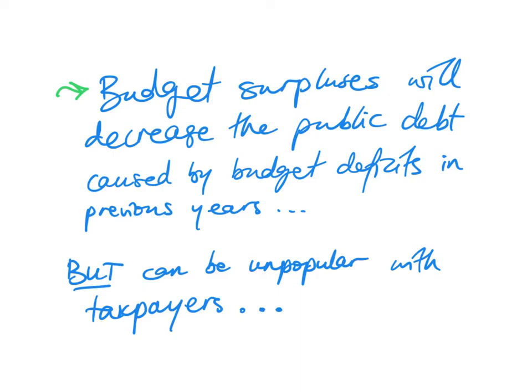Now, budget surpluses, on the other hand, a situation where the government revenue exceeds government expenditure, will decrease the public debt because generally, when there is a budget surplus, the government will use that surplus to pay back some of its debt. So, budget surpluses will decrease the public debt caused by budget deficits in the previous years. However, budget surpluses can be unpopular with taxpayers because taxpayers might start thinking, why are you taking so much in taxes, even though you don't need to spend it? Well, maybe cut tax rates. So it's also politically unpopular.